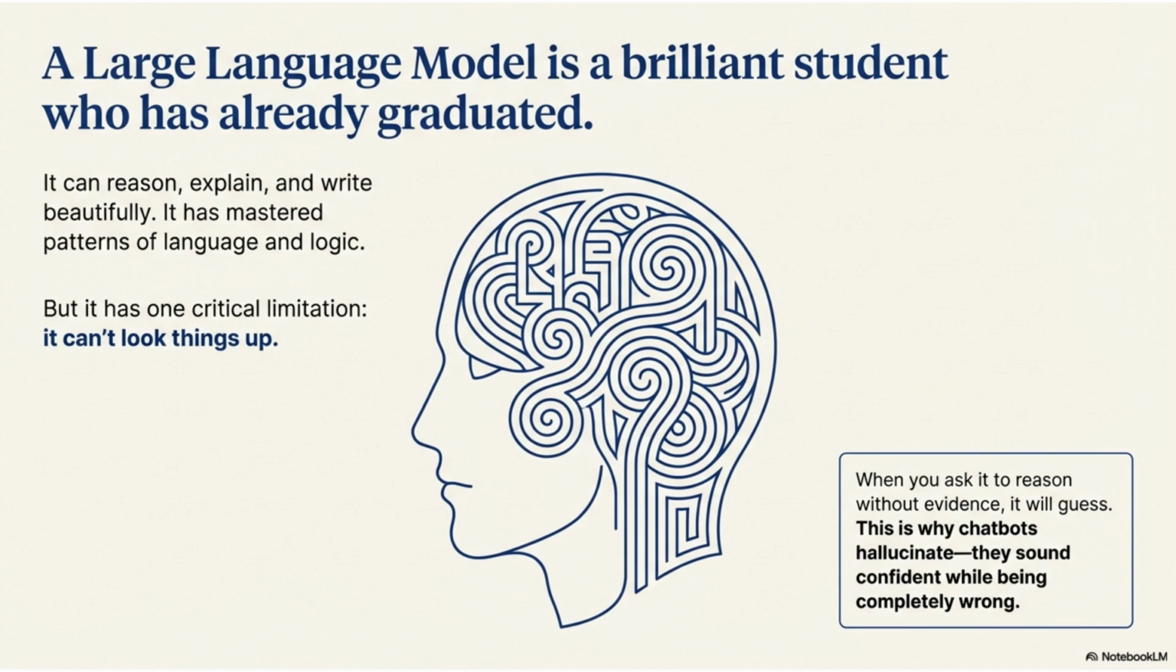A large language model is like a brilliant student who has already graduated. It can reason, explain, and write beautifully, mastering patterns of language and logic. However, it has one critical limitation. It can't look things up. When you ask it to reason without evidence, it will guess, leading to confident but completely wrong answers or hallucinations.